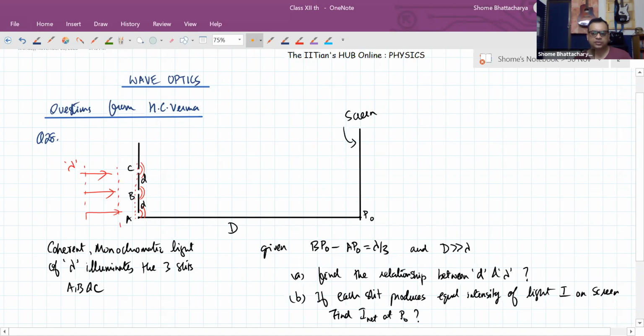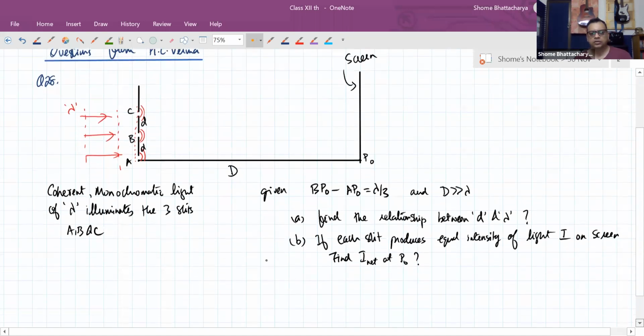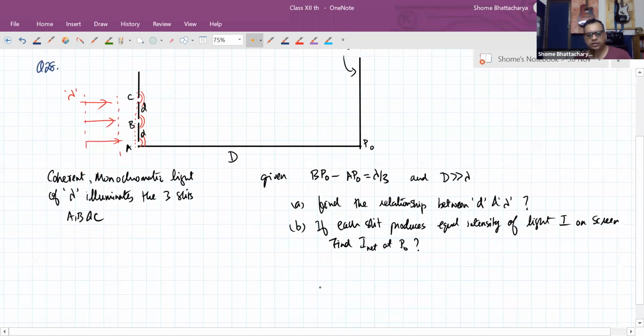Okay, so the first part is of course a geometrical calculation. We have to just find this thing. So you can see that geometrically the quantity BP0 minus AP0 is nothing but this thing. It is the square root of capital D square plus small d square, minus capital D, and this is given to us as lambda by 3.